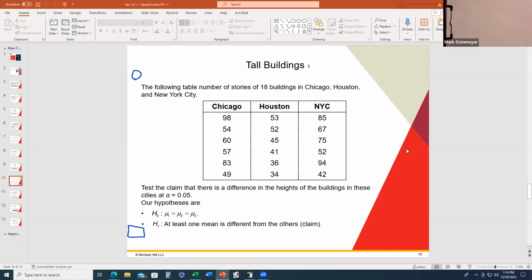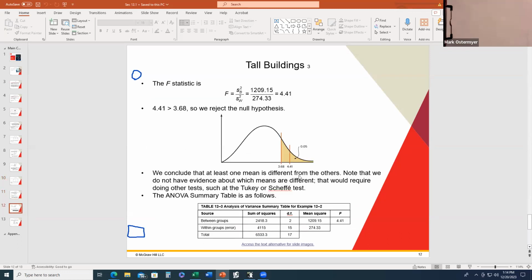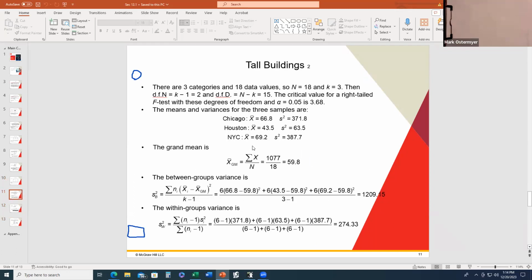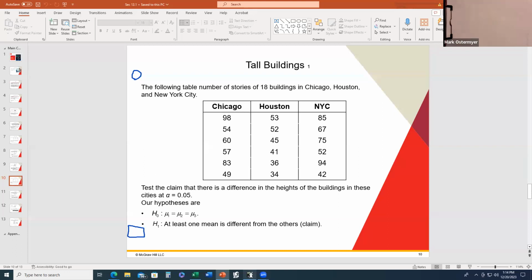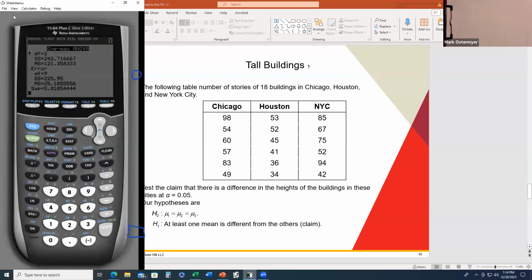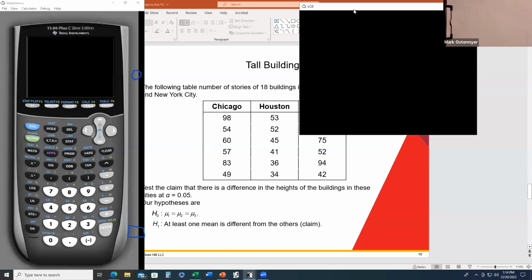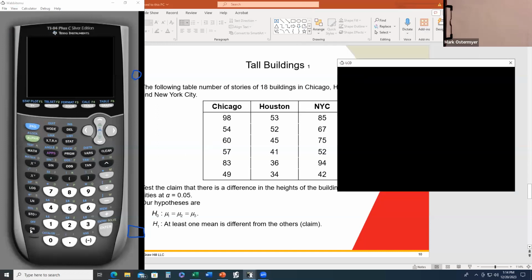Again, that does not look like an extremely conclusive test because that test statistic is not that much larger than your critical F value. So we would suspect our P value to be small, but not extremely small. And if you were to use your calculator to do this test, again, you would use your ANOVA function.